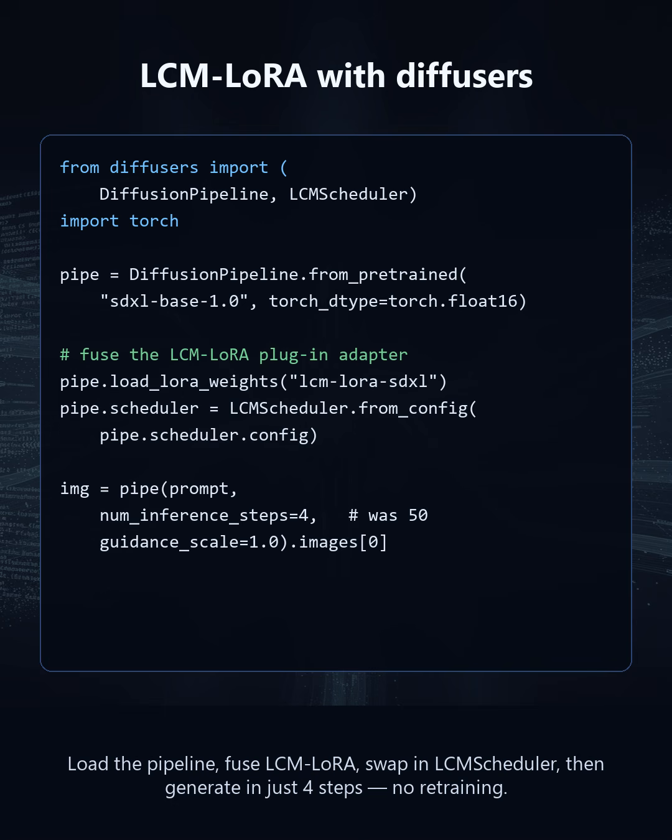The code is a small change. With Hugging Face diffusers, you load a Stable Diffusion pipeline, fuse the LCM LoRA weights, and swap in the LCM scheduler. Then you generate with just 4 inference steps and a low guidance scale. No retraining, no new base model. The same prompt that took 50 steps and several seconds now returns almost instantly, on the same hardware.